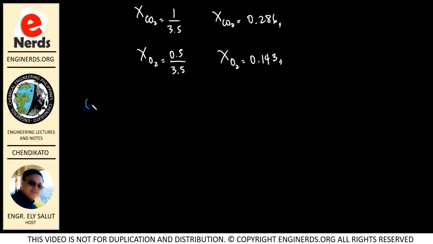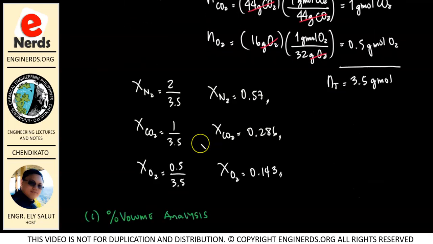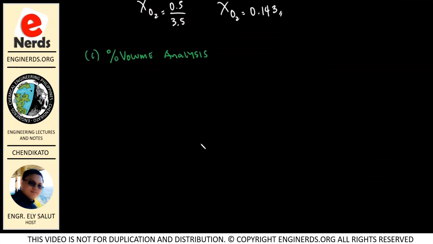Okay, so for C, we need to get the percent volume analysis. Okay, so ang given lang natin ay itong weight and mole fraction. Yan lang naman na meron tayong data. Now, how do we get the percent volume for ideal gases? We need to take note yung natutunan natin sa Amagat's law o partial volume.